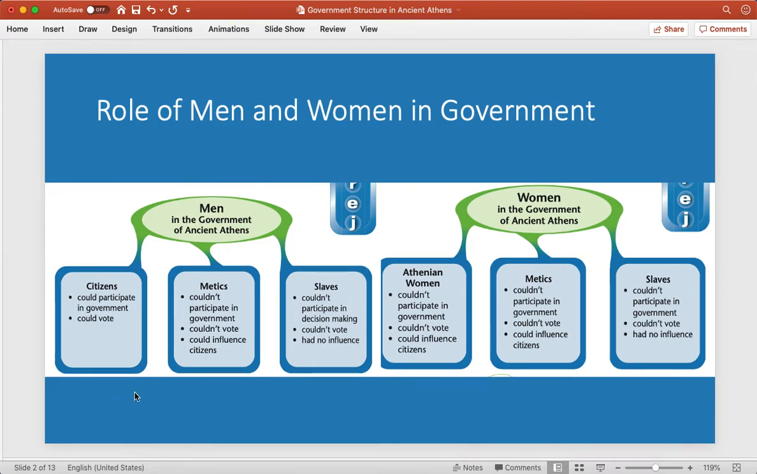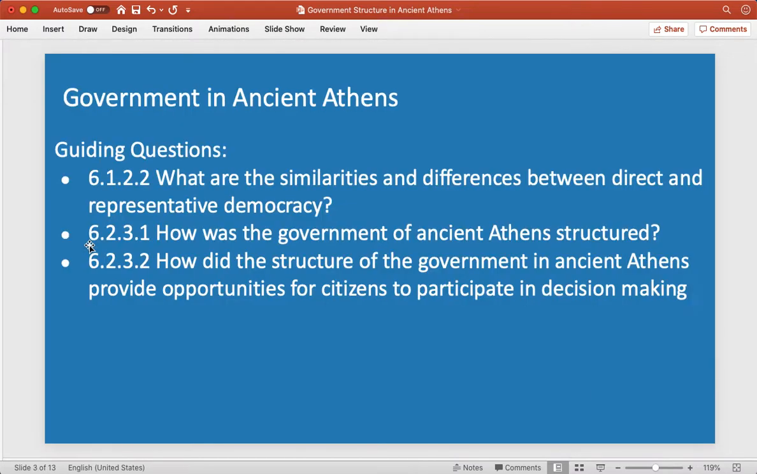These are some general roles of women and men in government. Remember, the big thing is right here where my mouse is: citizens. They are the ones who can participate. They're the ones who can vote. So when we're talking about voting and participation, we're really only talking about this small section. Other people can influence them, like these people here can influence what the citizens vote on, but ultimately it's the male citizens that are doing the voting.